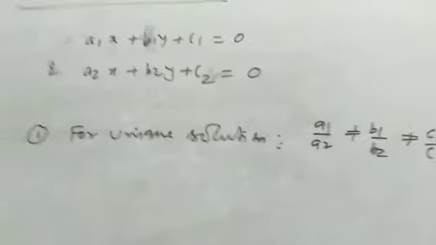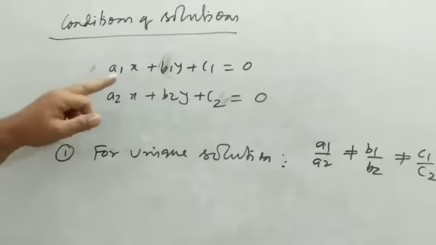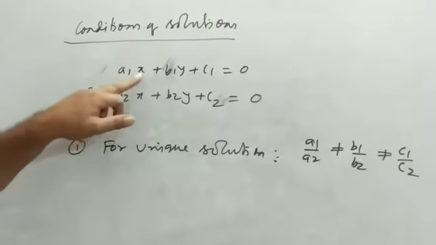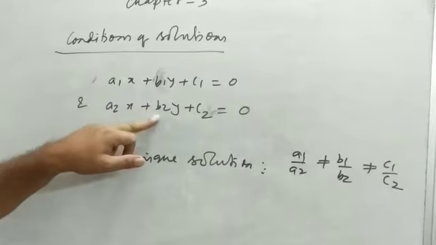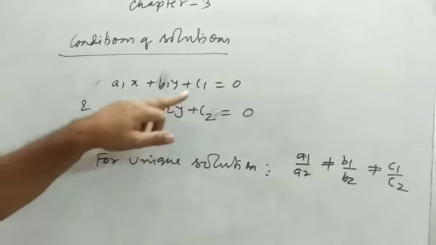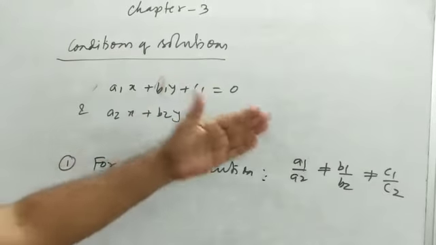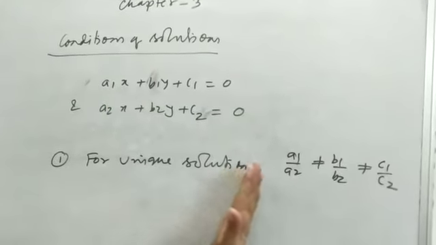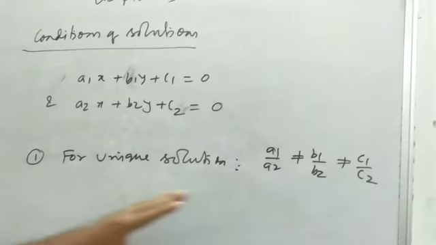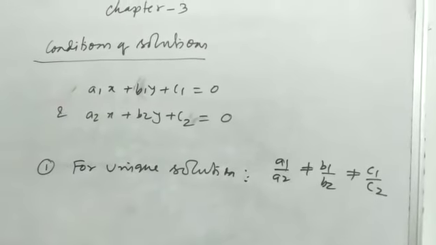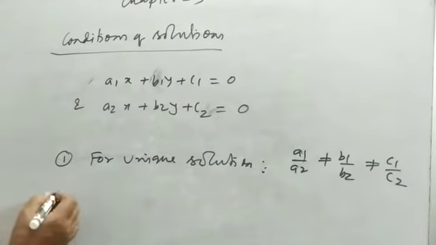This is the condition. Just we will find the ratios. a1, a2 are the coefficients of x. b1, b2 are the coefficients of y. c1, c2 are the ratios of the constant terms. The coefficients may be plus or minus. So if these ratios are unequal, then the equations have a unique solution, meaning the equations have solutions.